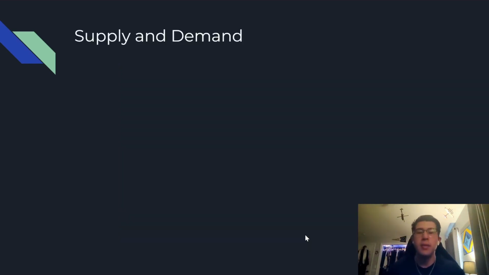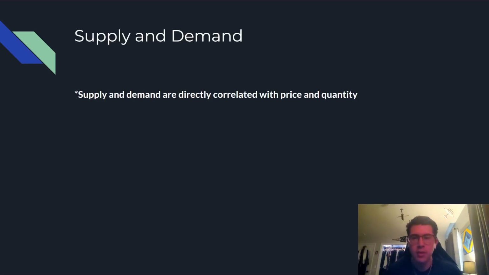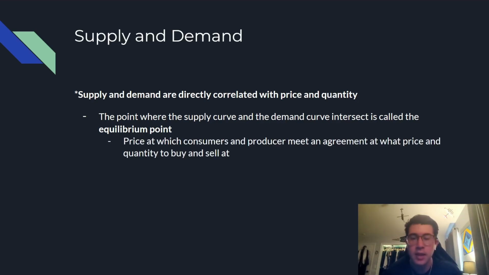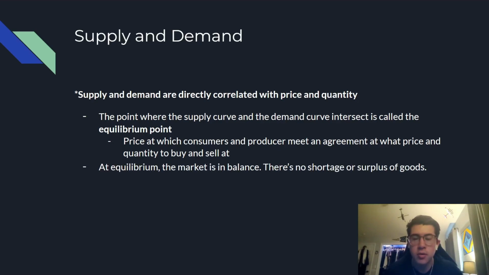Now, how are supply and demand correlated? How can we use supply and demand to predict things, right? Well, supply and demand are directly correlated with price and quantity. As you saw on the graph, the point where the supply curve and the demand curve intersect is called the market equilibrium or the equilibrium point, same thing. This is the price at which consumers and producers meet at an agreement on what price and quantity they're going to buy and sell at, right? So at equilibrium, the market is in balance, and there's no shortage or surplus of goods. Now we'll go over shortage and surplus and equilibrium on a graph in the next slide.